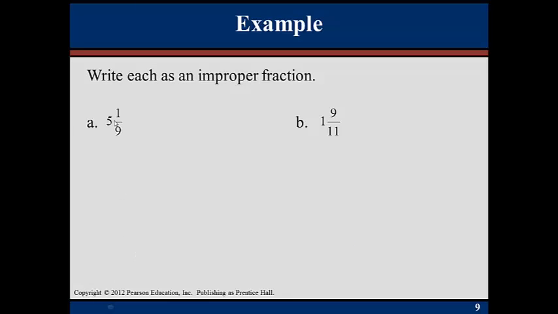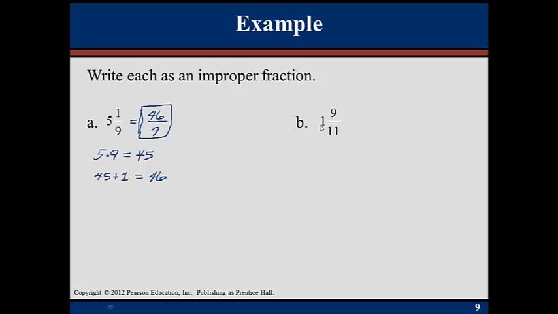So here are some examples. We have 5 and 1/9 and 1 and 9/11ths. So let's rewrite both of them as improper fractions. The first thing we're going to do is take our whole number, which is 5. 5 times 9, which is 45. And then you're going to take the 45 and add 1, which was the numerator, and you will end up with 46. So the new numerator is 46 over the original denominator of 9. So this improper fraction is 46 over 9.